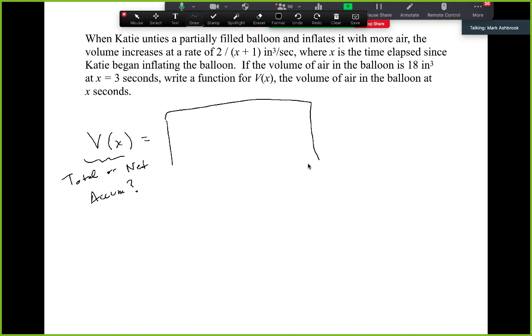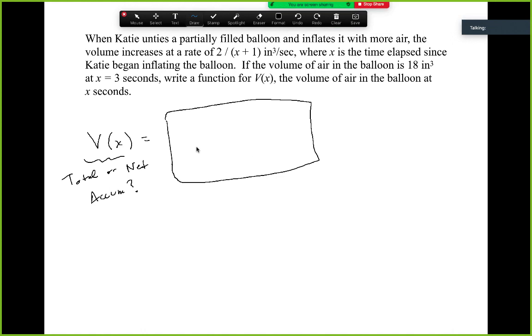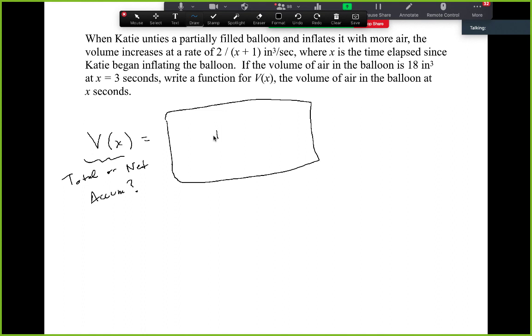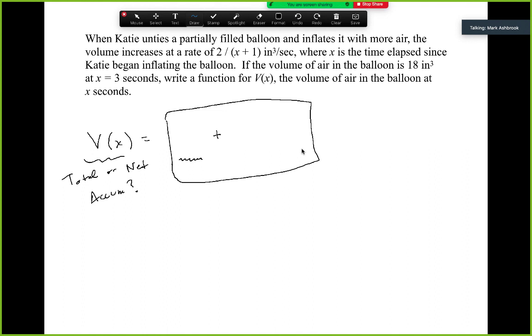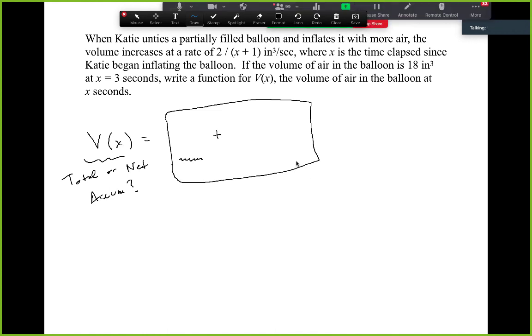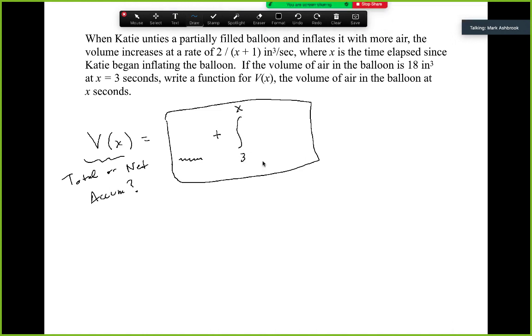So what is our template or our basic form for total accumulation? Well, it's going to be all the accumulation up to a given point plus what? What's this going to be here? Integral from 3 to x. Good. So it's going to be our net accumulation starting from 3, right? Starting from 3. And then what goes here? The rate of change.